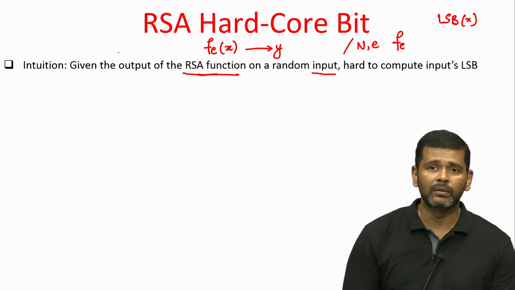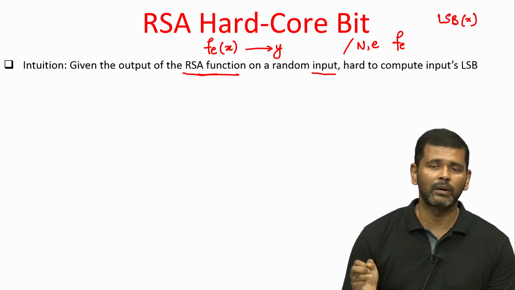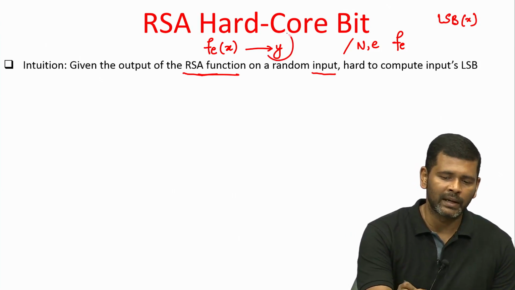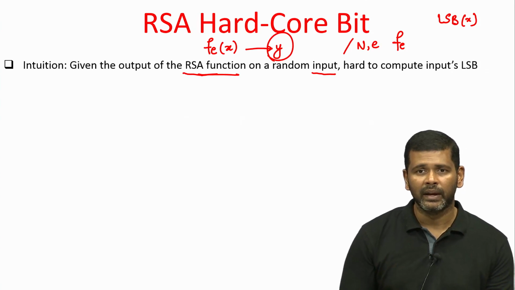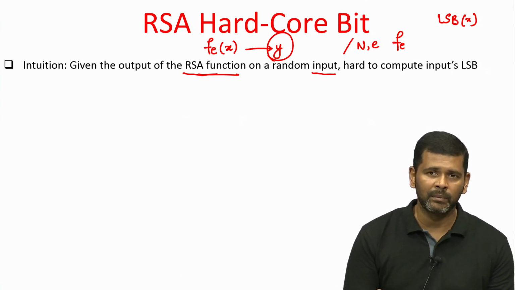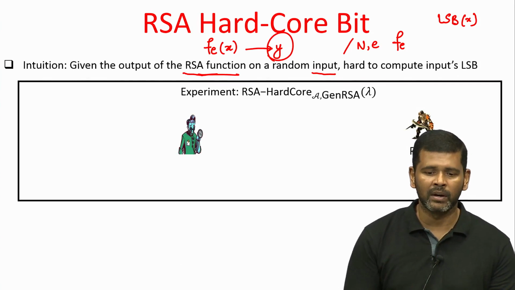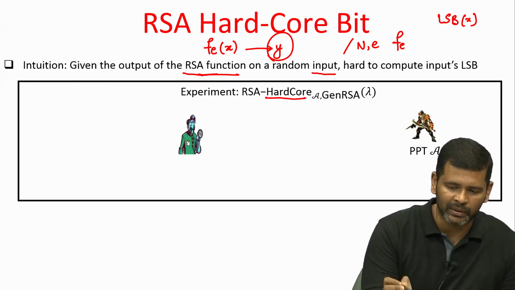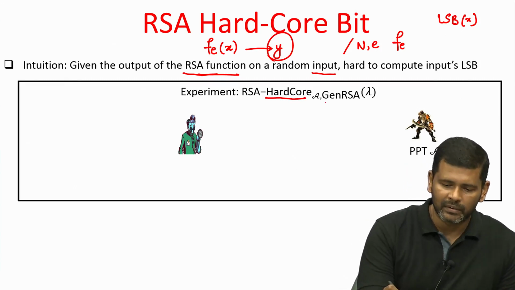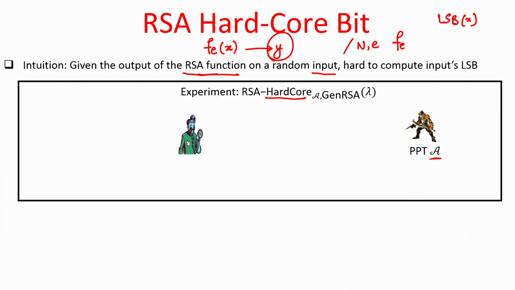What the RSA hardcore predicate says is that you cannot do anything better than that. There is no polynomial time algorithm using which you can analyze the output y and come up with the exact LSB of x with probability better than half. So, again we can model this intuition through an experiment which I call the RSA hardcore experiment, which is played between a verifier and a probabilistic polynomial time adversary, whose goal will be to compute the RSA hardcore bit.